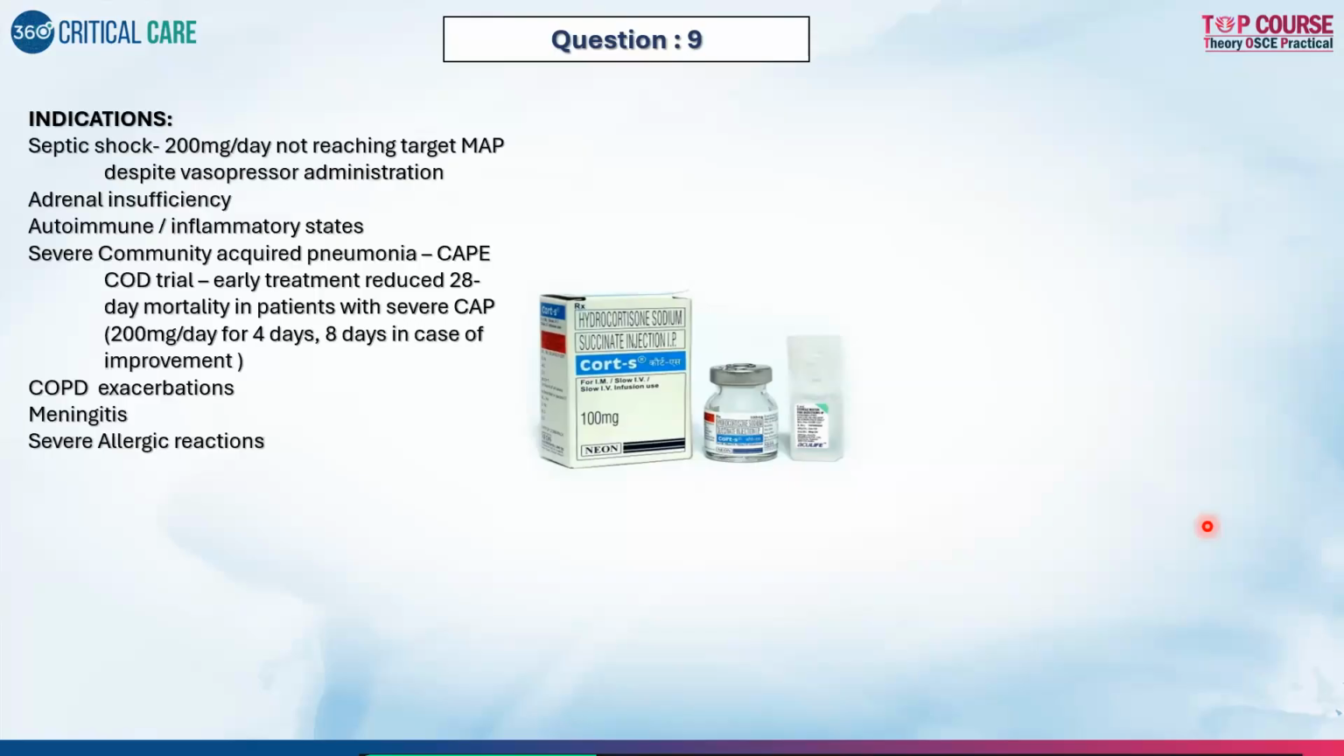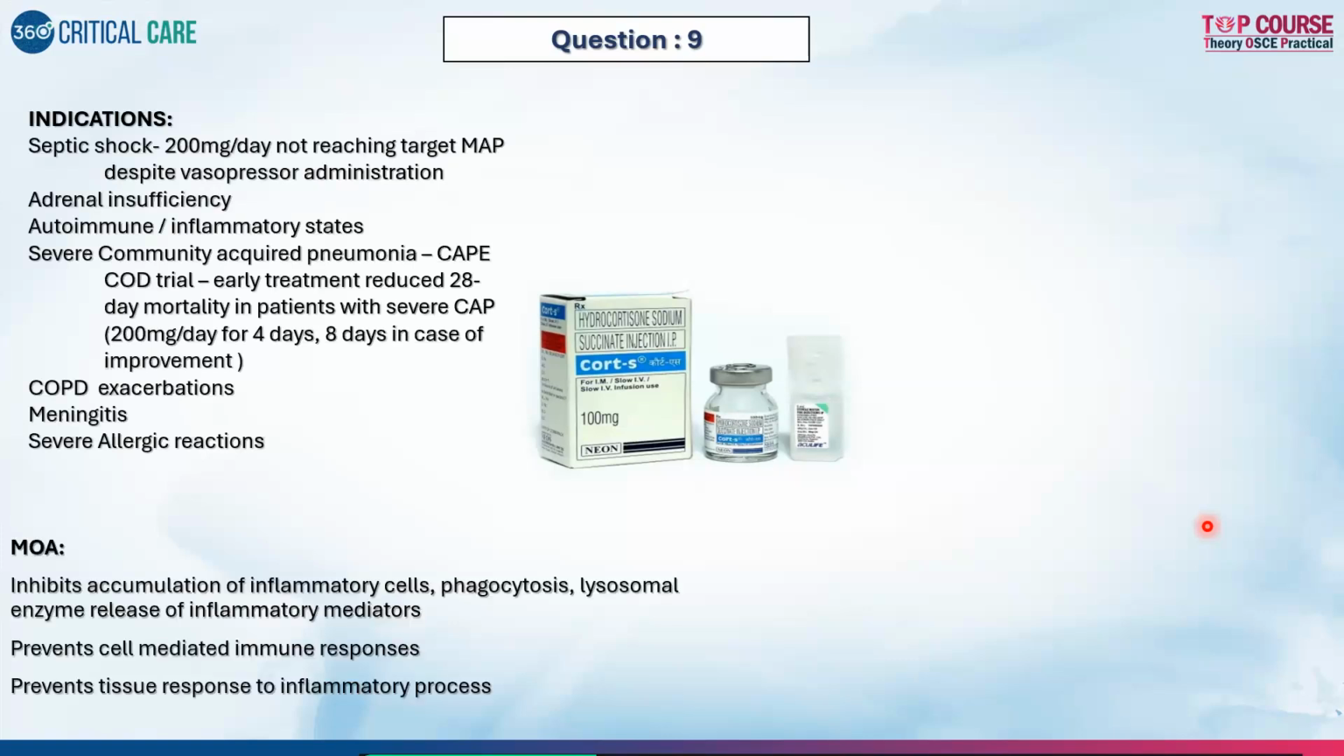It comes in 100 mg vial. It is indicated in case of septic shock, adrenal insufficiency, autoimmune states, in case of community acquired pneumonia, as seen in the Cape Cod trial, COPD exacerbation. Well, if we are asked about dexamethasone, yes, meningitis, severe allergic reaction.